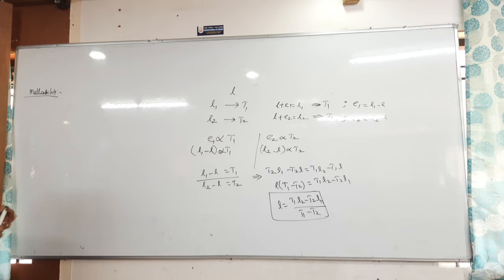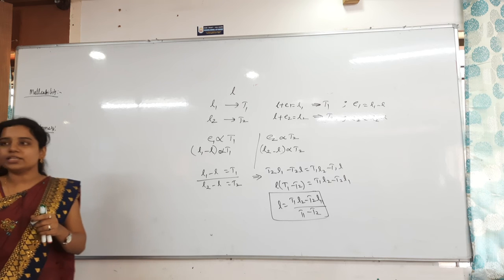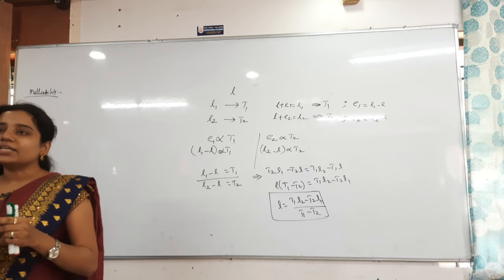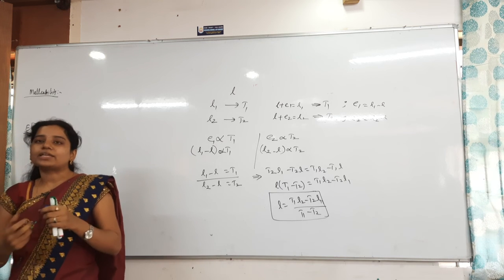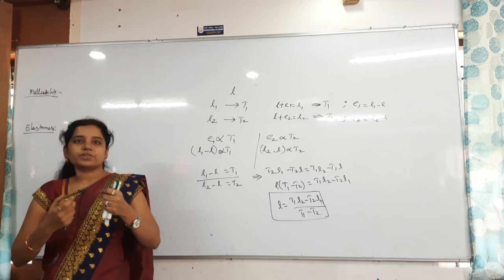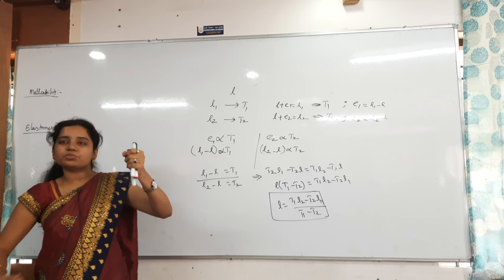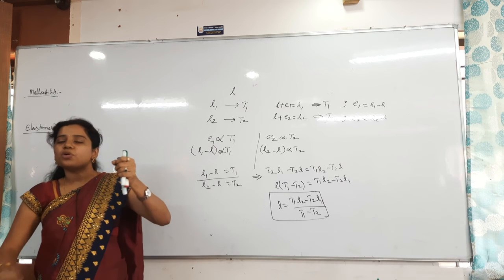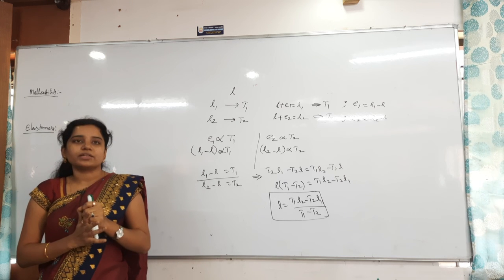Next one is elastomers. What do you mean by elastomers? First of all, I will tell the example directly. Rubber is the best elastomer. What is the reason? I can stretch it more, I can produce more strain without breaking. Strain is nothing but the change in length. I can produce more elongation without breaking it.